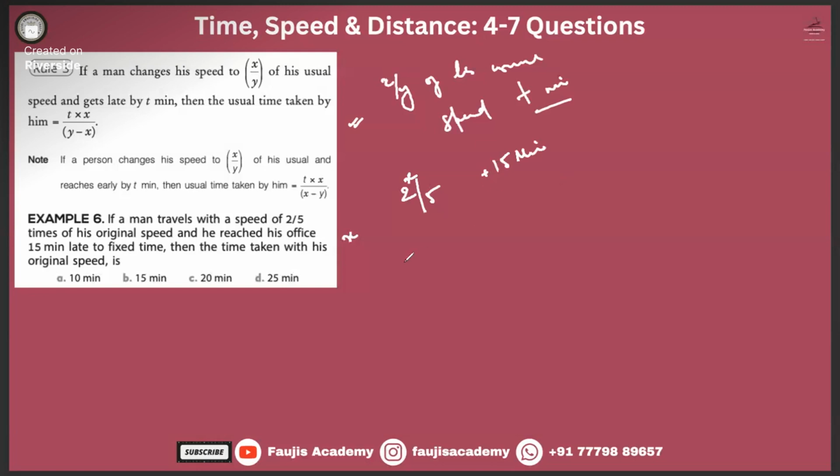So if we use the formula, how much time has he got late? 15 in minutes into x is how much? 2. Okay, and y minus x is 3. That means 10 minutes is your answer. Clear, guys? Now let's try to understand using a different way as well.